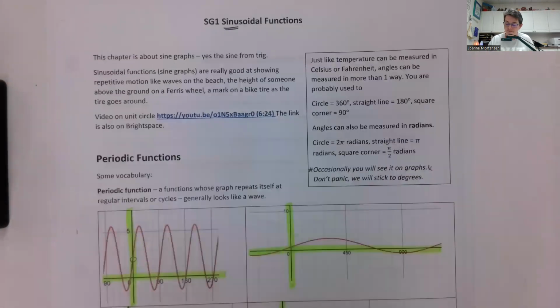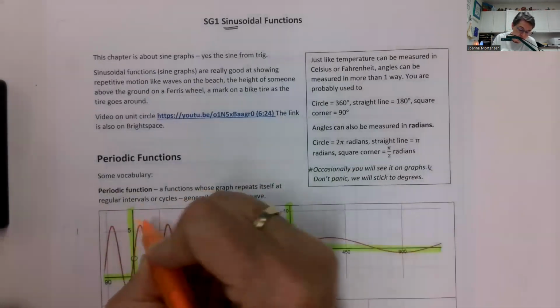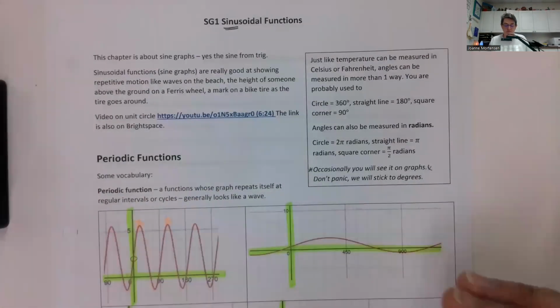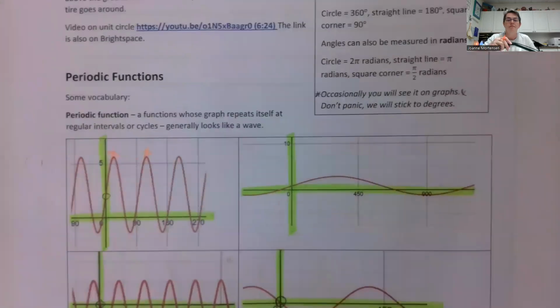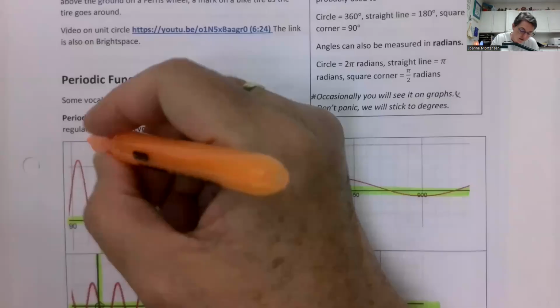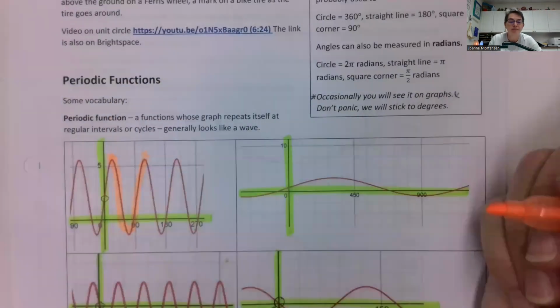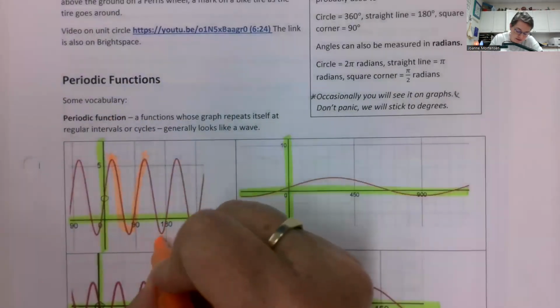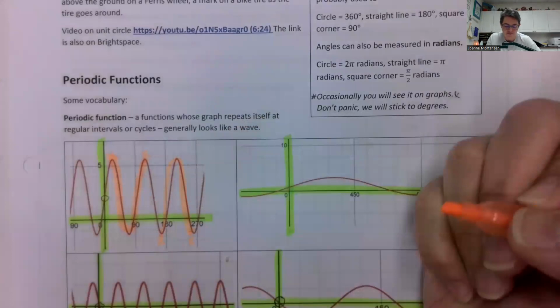Hope you still have it somewhere. And we are going to trace out a period. I'm just going to make it easy. I'm going to start at the top. So period can go from a maximum to the next maximum. There, ta-da. And for the record, if you measured from here to here, or from there to there, that would also be a period.